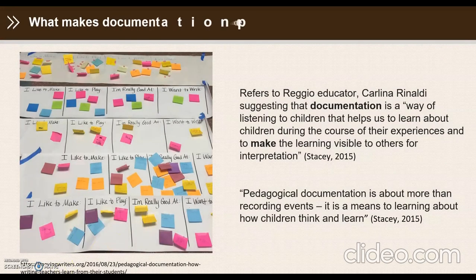In terms of what makes documentation pedagogical, documentation is more than just recording the events of what was happening in the classroom. The way that documentation is used in the classroom can tell us a lot about the pedagogical approach of the educators in that classroom. Referring to Reggio educator Carlina Rinaldi, she suggests that documentation is a way of listening to children that helps us to learn about children during the course of their experiences and to make the learning visible to others for interpretation.